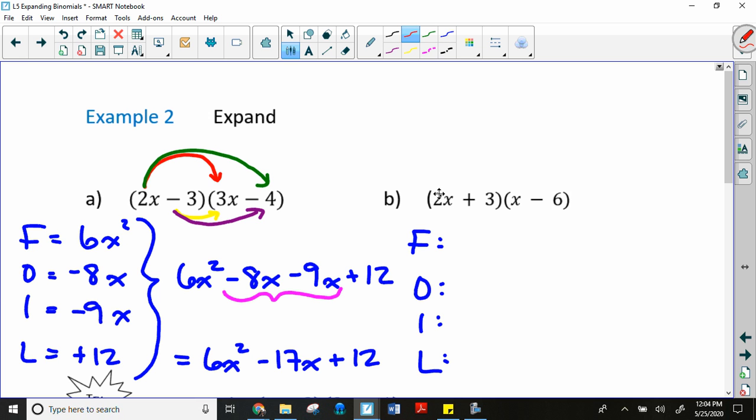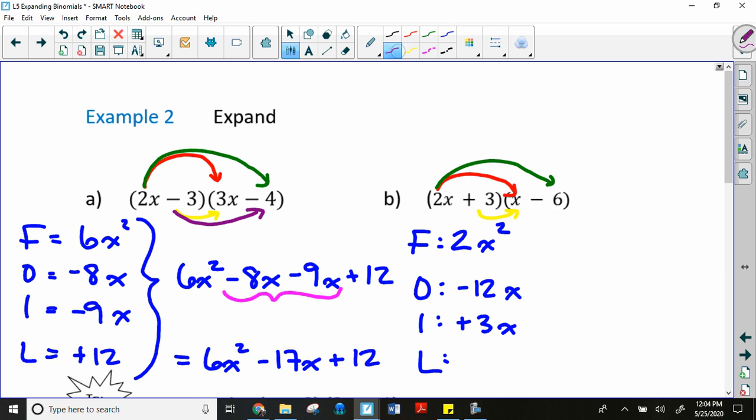So first, 2x times x, 2x squared. Outside, 2x times -6. 2 times -6 is -12, and then the x goes with it. First, outside, inside. +3 times x is a positive 3x.